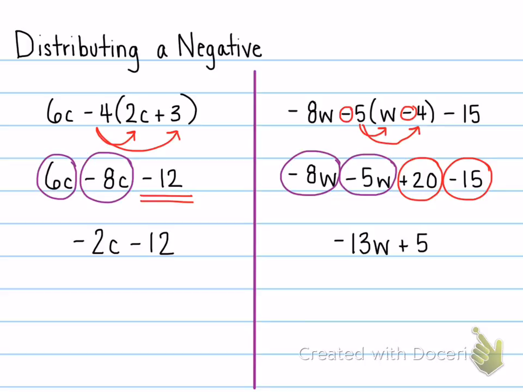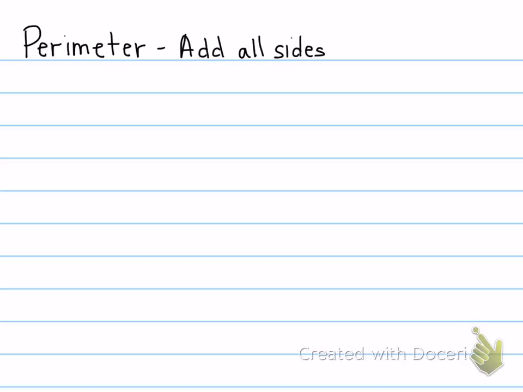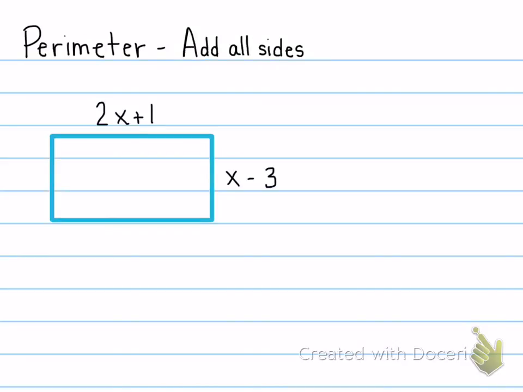Okay, so for our very last example, we are going to talk about perimeter. Yesterday, in our distributing lesson, we talked about area, and that was when you had to multiply, so you had to distribute the expression times the other side. In perimeter, we know that you have to add all the sides. So let's say, for example, I am given this shape. This rectangle has four sides, but the two sides are 2x plus 1 and x minus 3.